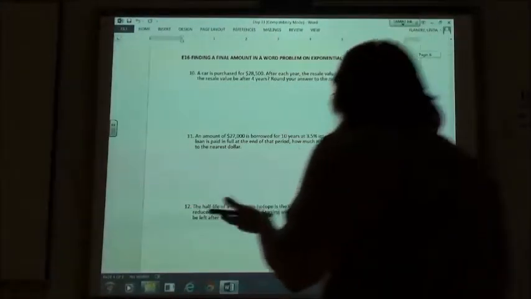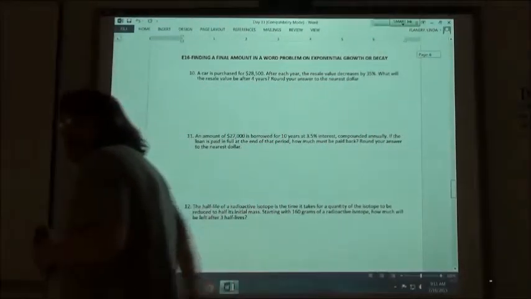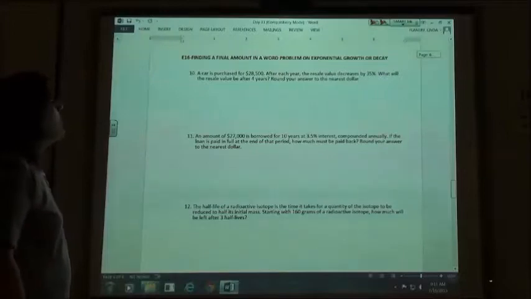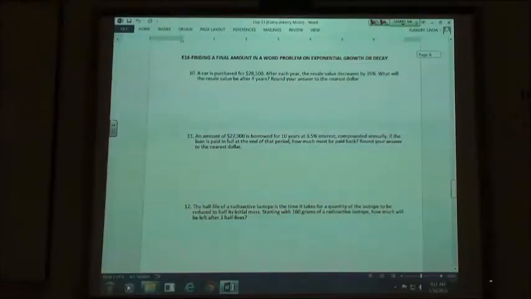The next ones, we are actually going to set up the formula that we need to evaluate then for exponential growth or decay. It says a car is purchased for $28,500. After each year, the resale value decreases by 35%. What will the resale value be after 4 years? Round your answer to the nearest dollar.